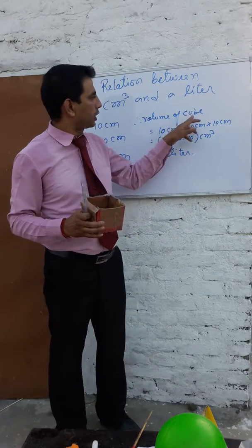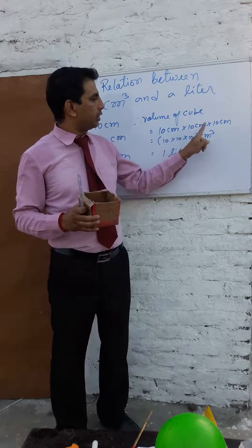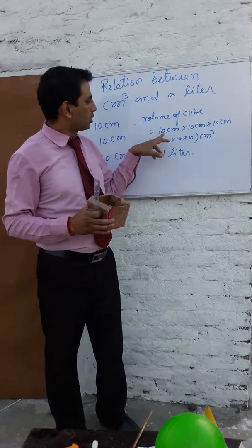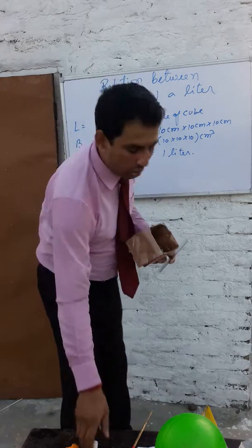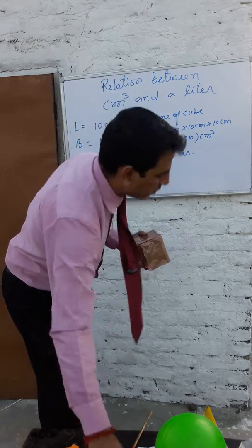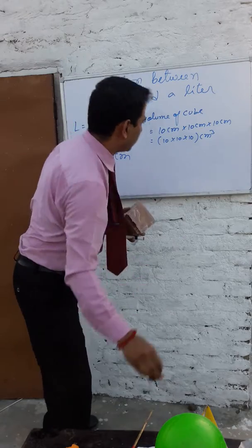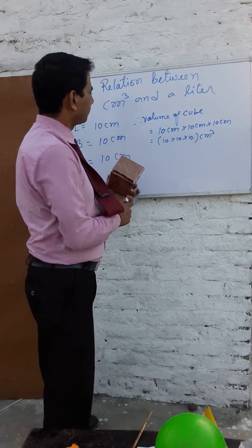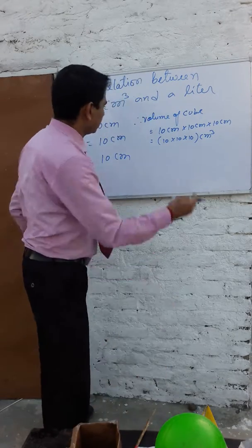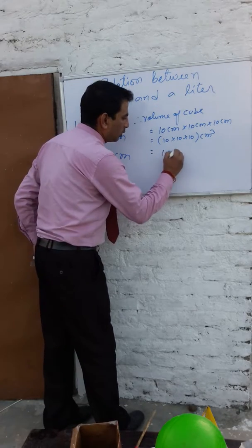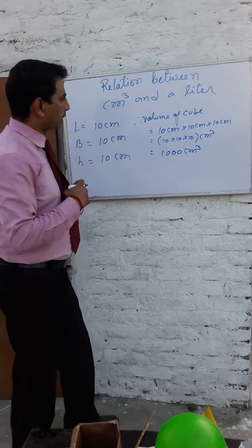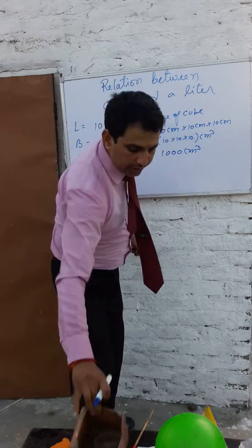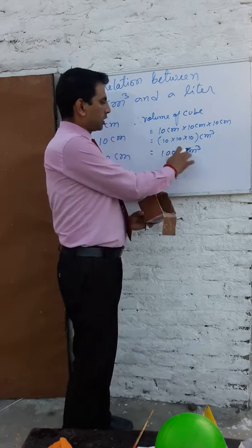So the volume of the cube will be length into breadth into height, that means everything is equal. So 10 into 10 into 10 will give you 1000 centimeter cube. Here we can write 1000 centimeter cube. Now the volume of this cube is 1000 centimeter cube.